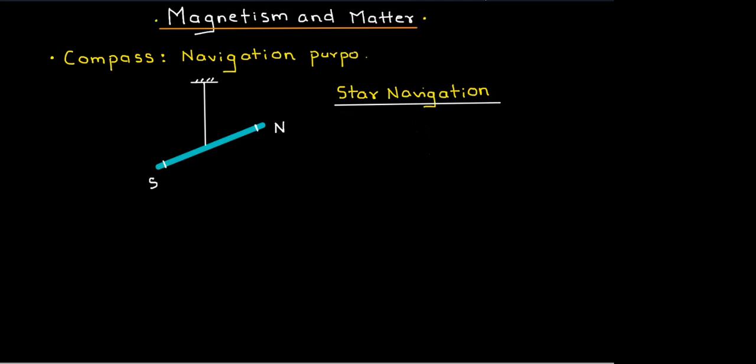Another limitation was that during cloudy weather it was very difficult to use star navigation. Hence this discovery that you can use the magnet for navigation was a game changer during that time.